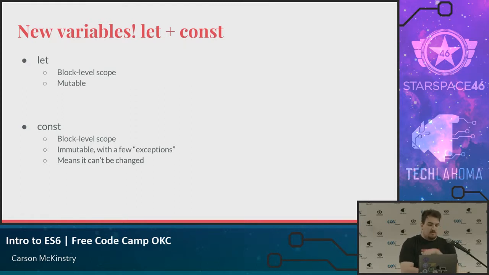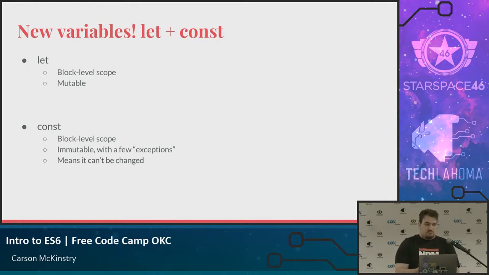So ECMAScript 6 introduces 2 new variable types: let and const. Let is similar to var in that it is block level scoped and it is mutable, but there's a little bit of a trick to it: it's not globally scoped. If you get outside of a block of code, which is basically any code between 2 brackets, the let inside and the let outside are going to be 2 completely separate variables. The other one is const.